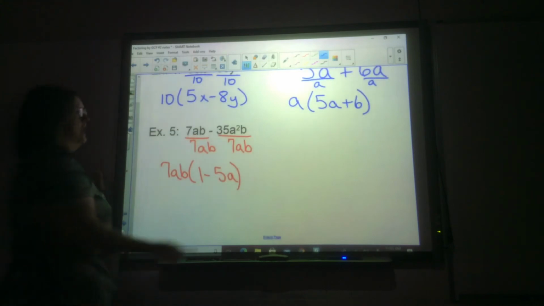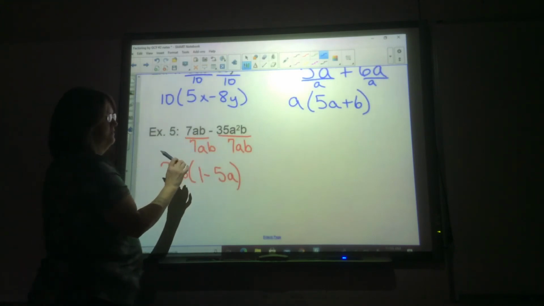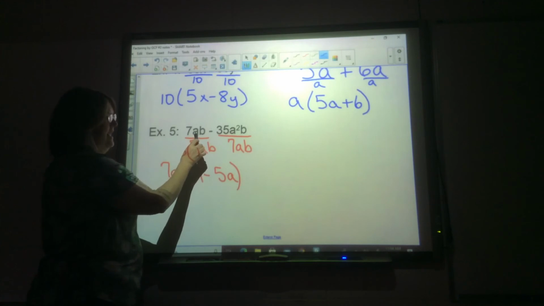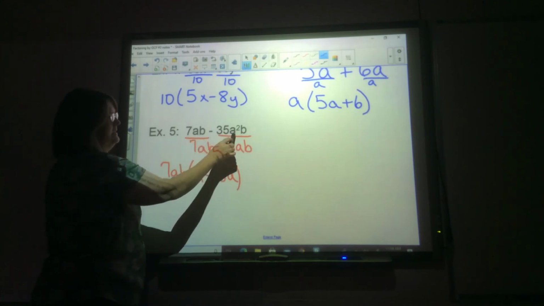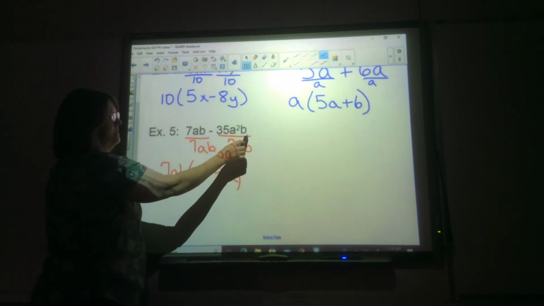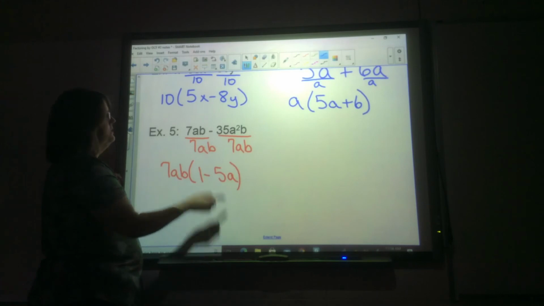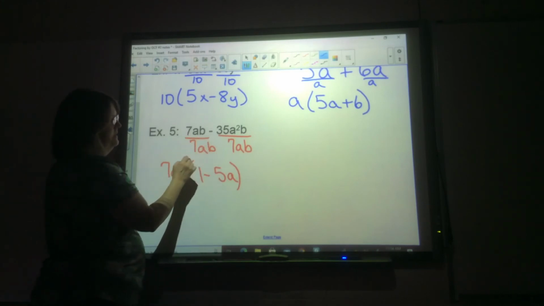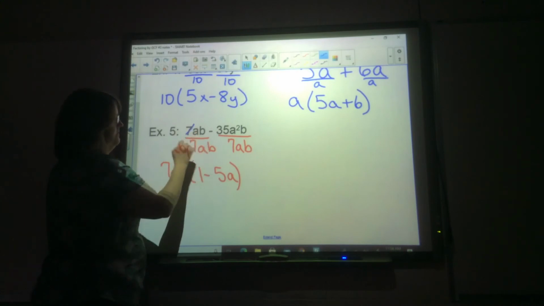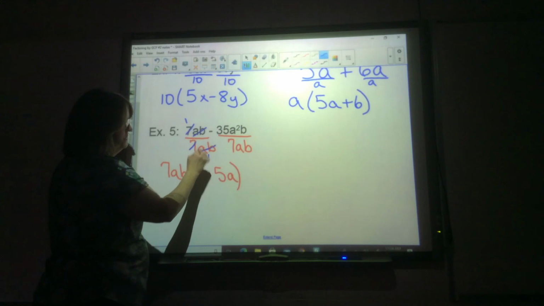All right, here I have 7 that goes evenly into both of them, and I have A. Between A and A squared, it's A. Between B and B, it's B. Now, what's unique with this problem that did not happen with the others is 7AB over 7AB, everything cancels out, so it's 1. 7 into 7 is 1, A into A is 1, B into B is 1, it's all 1.